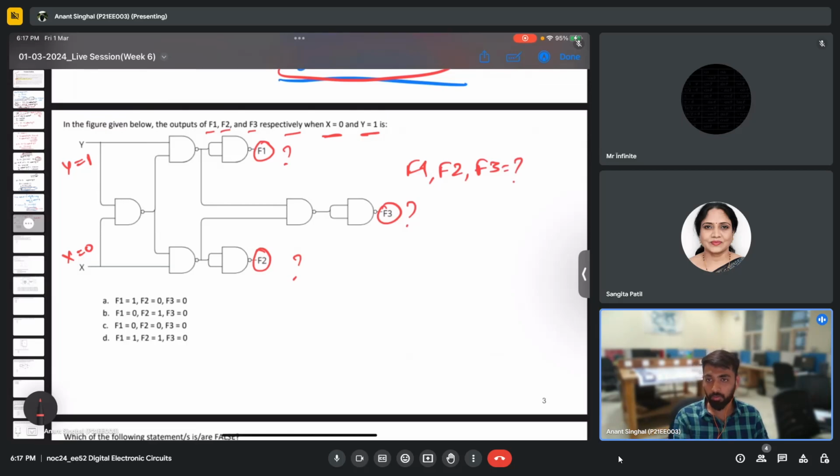So maybe you can give it a go. You can take 2 minutes and then I'll solve it, because this is very basic, just a circuit realization problem. You can tell me whatever F1, F2 and F3 you are getting, and I'll solve it in 2 minutes. Quickly, you can let me know.